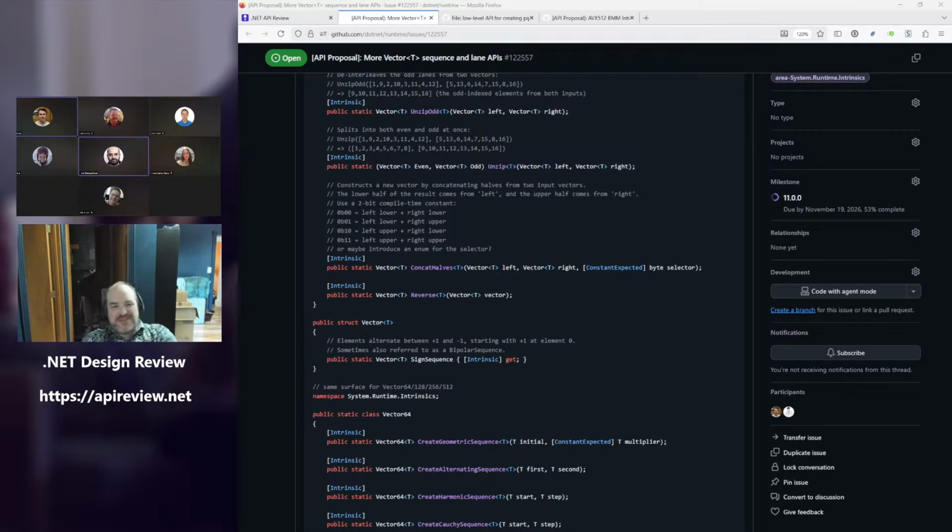I don't know how seriously I want to say this, but man, I really feel like this should just be concat LL, concat LU, concat UL, and concat UU. I was kind of wondering about that too. Should this be 4 methods? But yeah, that was discussed.